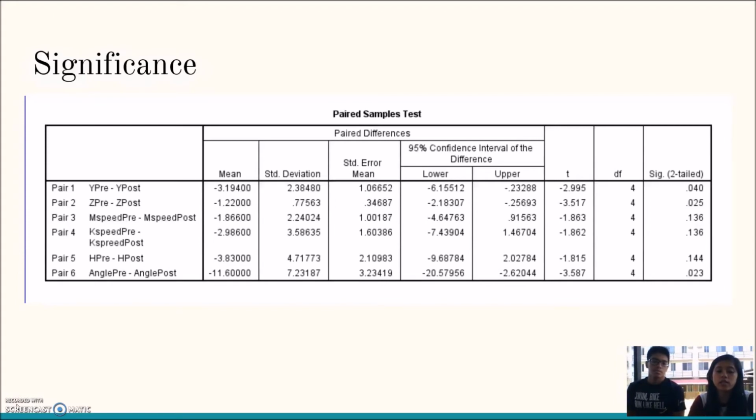To know if it is statistically significant, the level of significance must be greater than the p-value, which in this table is the sig 2-tailed right here. Since we chose 0.05 as our level of significance, we can see that statistically everything is significant except the height and the speed.